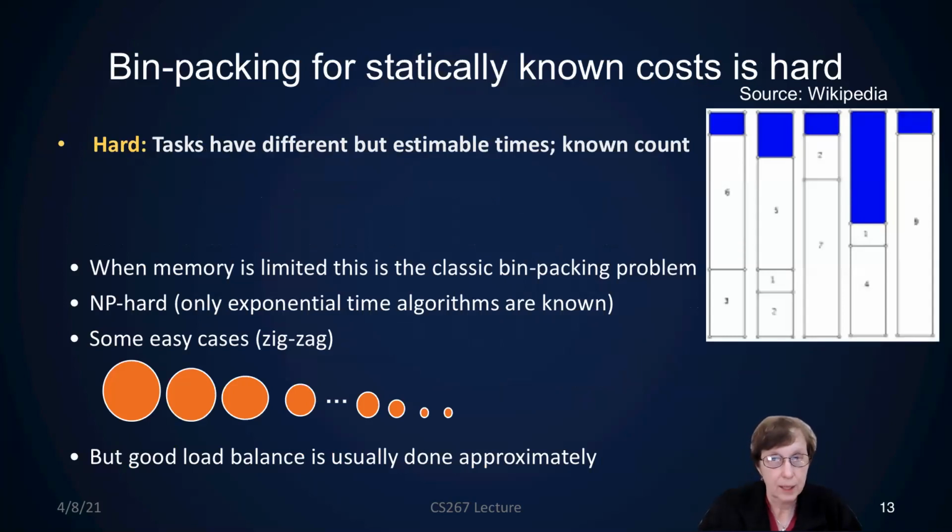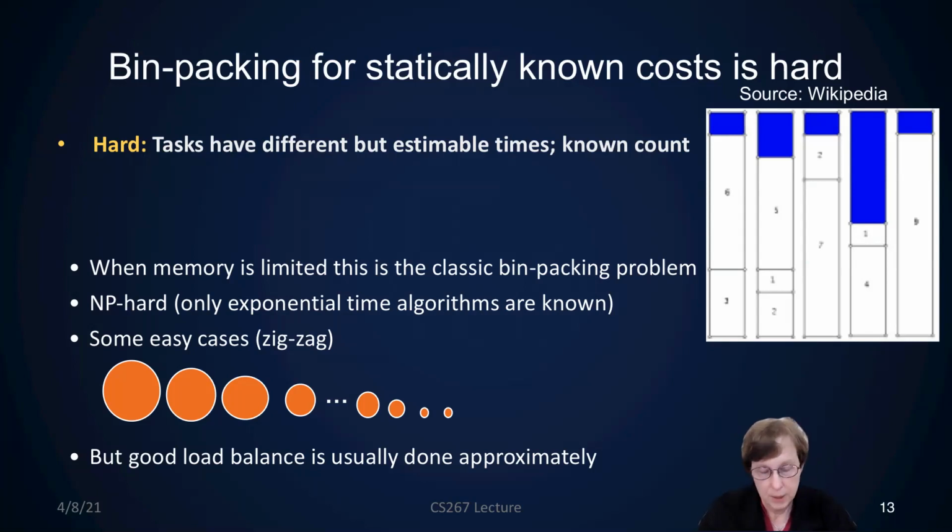Now, when we've got statically known costs, we can try to solve this as a bin packing problem, where we've got a fixed number of processors with a fixed amount of memory, say, and you're taking each task, which is going to require a certain amount of memory, and putting each task onto one of the processors. And just to be clear, almost every problem that we come up with in the scheduling domain, as with the graph partitioning domain, is going to be NP hard. That means in practice we only know of exponential exact algorithms, and we will tend to run approximate algorithms.